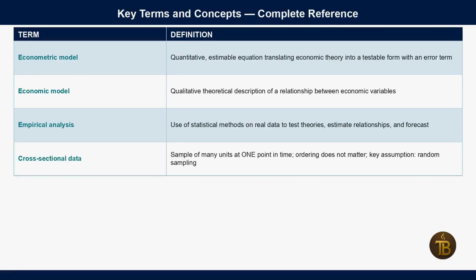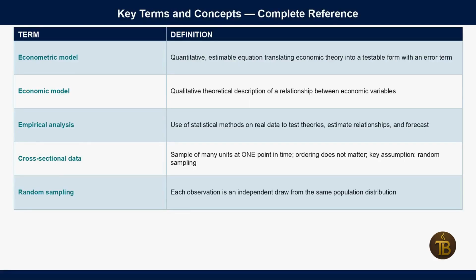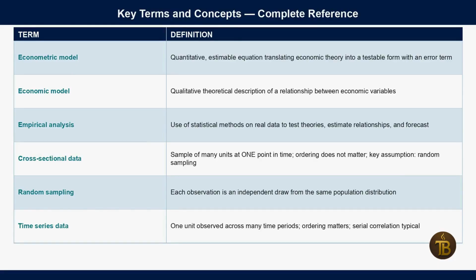Cross-sectional data: a sample of many units observed at one point in time, where ordering doesn't matter, and the key underlying assumption is random sampling. Random sampling: each observation is an independent draw from the same underlying population distribution. Time series data: one unit observed across many time periods, where ordering matters and serial correlation is a typical complication.